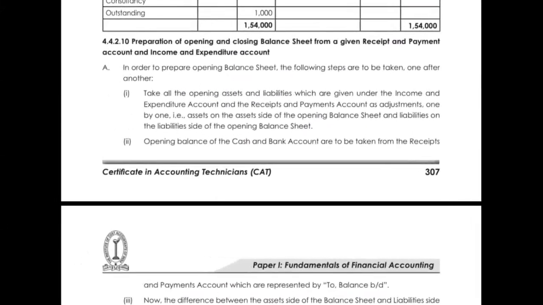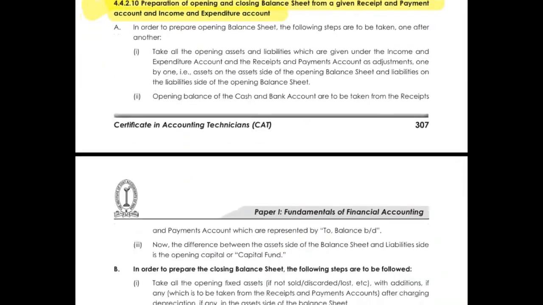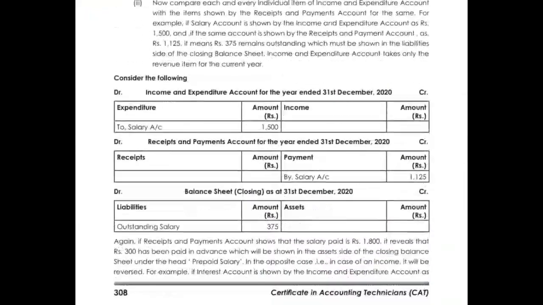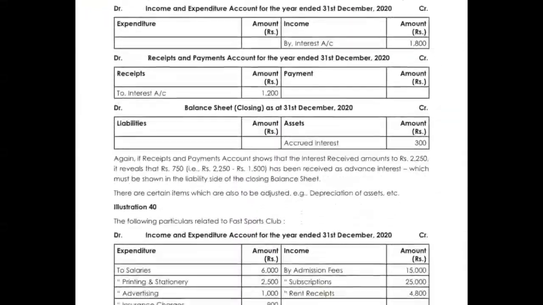So you have the type of the preparation of opening and closing balance sheet from the given receipt and payment account. This we have already done. They have given the theoretical steps for that. You can have a look. That is the very simple thing. Okay, which we have already come across.